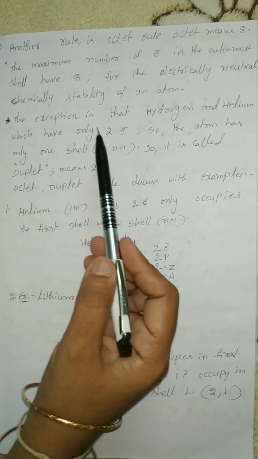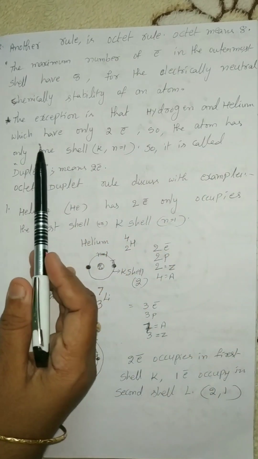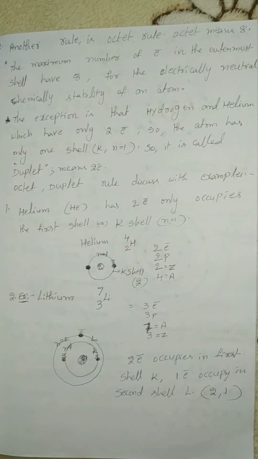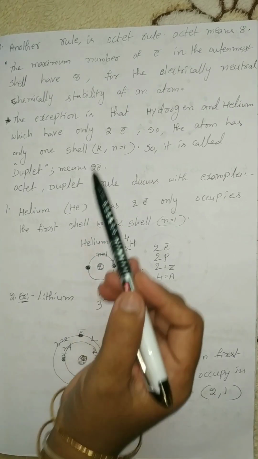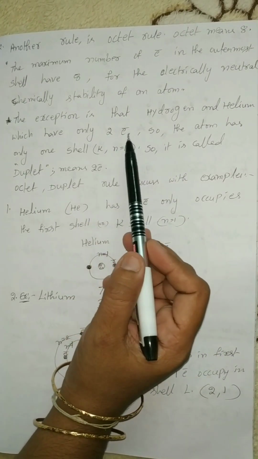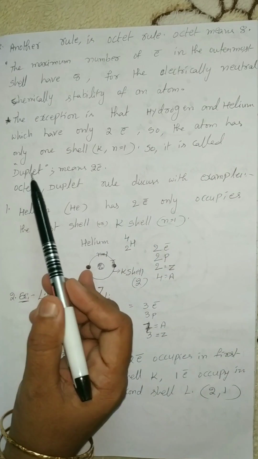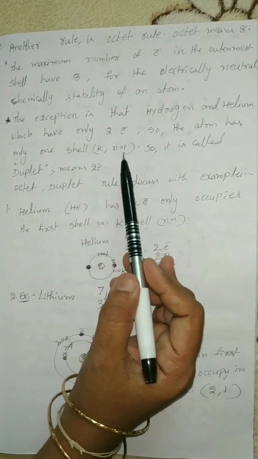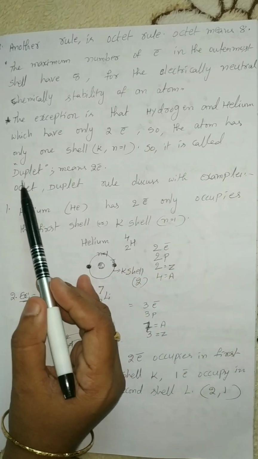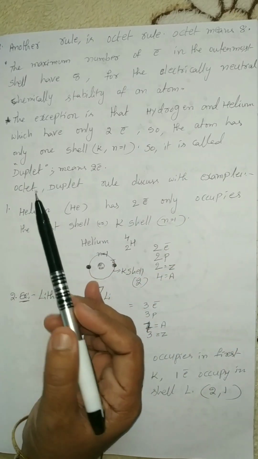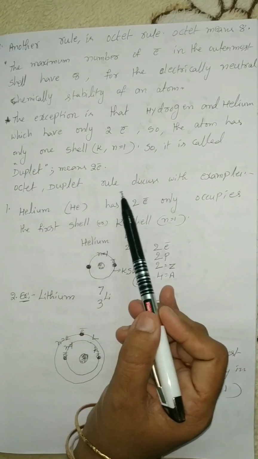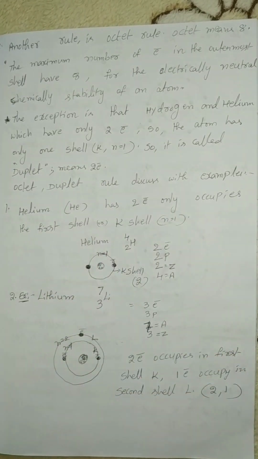The exception is hydrogen and helium, which have only 2 electrons. Why? Because hydrogen and helium are small elements. So they have only 2 electrons, so the atom has only one shell. It means K shell, n equal to 1. So it is called a duplet. Duplet means 2 electrons. Octet and duplet rule, we discuss with examples.